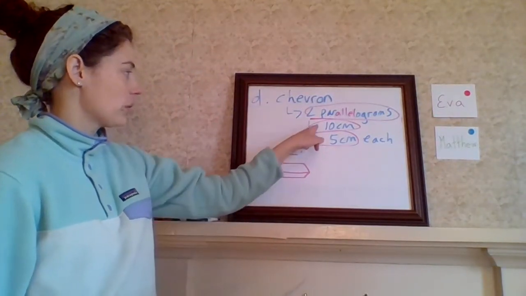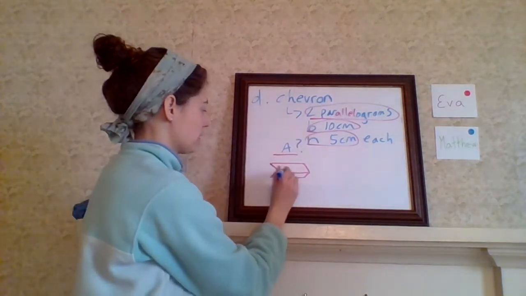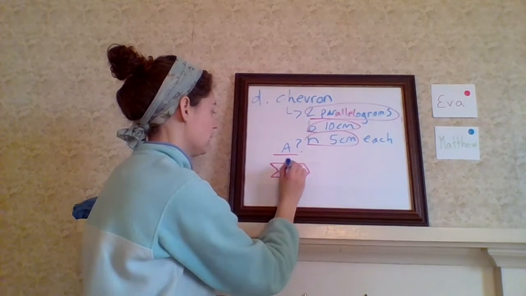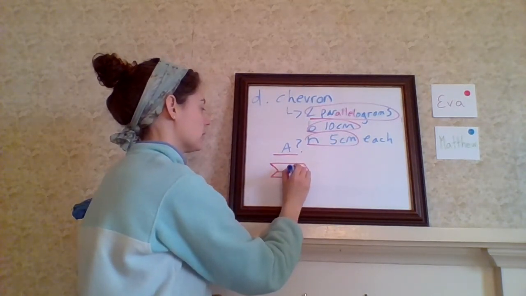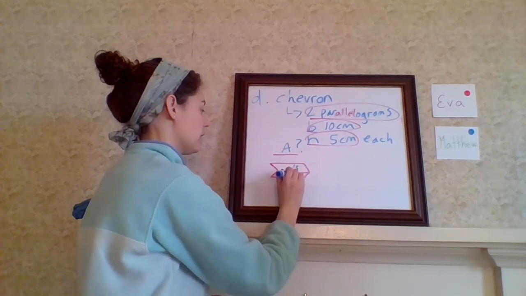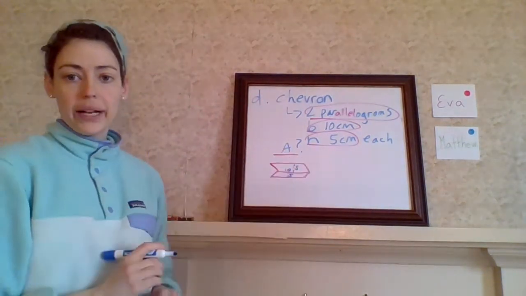Now let's label it. So it has a common base of 10 centimeters. So that's this one in here. So this is 10 across there. And they're each 5 centimeters high. So say 5 and 5. Now we want to find the total area.